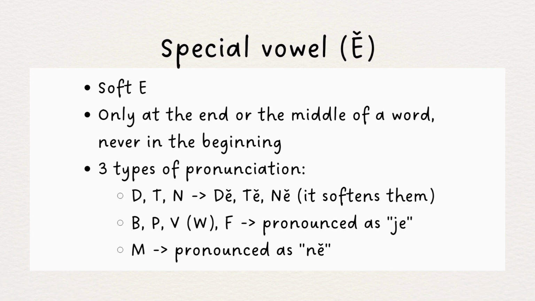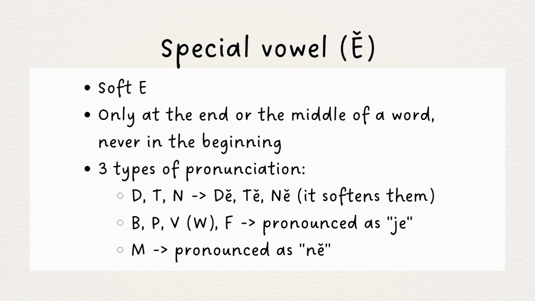Try to repeat after me. Dě, tě, ně. After b, p, v, and f, it is pronounced as je, so it would be bě, pě, vě, and fě, though fě is only rarely used, usually with declensions. Try to repeat after me.